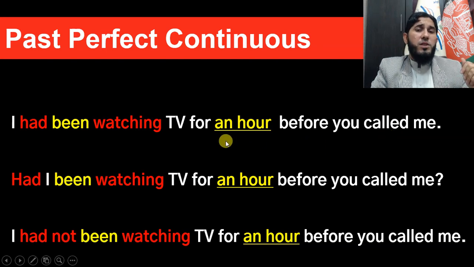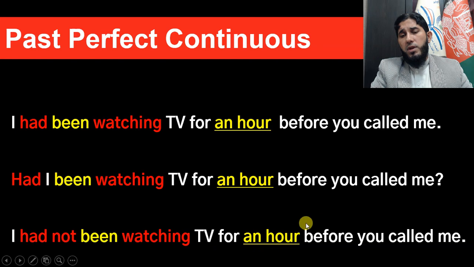Okay, so we talk about the continuation of an action before another action or before a specific time in the past. So instead of before you called me, you may say I had been watching TV for an hour before 7 p.m., before 9 p.m., something like that. That's also possible. Again, if you want to change it to interrogative or question form, just bring had before subject. That's all. Had I been watching TV for an hour before you called me? If you want to change it to negative form, I had not been watching TV for an hour before you called me.